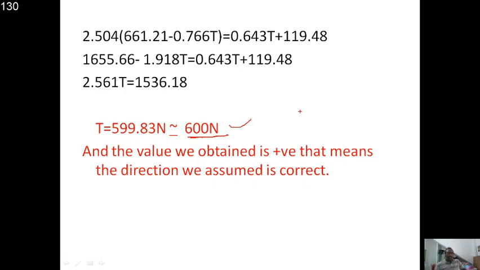So without any other thought of using the R equation, you can use the tan theta equation to solve for one single unknown, right, within less time. And the direction, you got a positive value, that means the direction assumed is the same, it is correct, right? So this is the way you have to solve the unknowns.